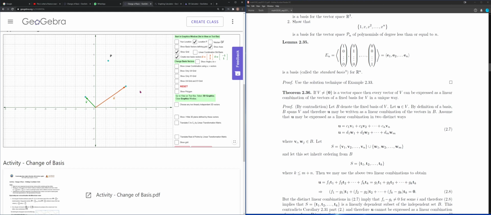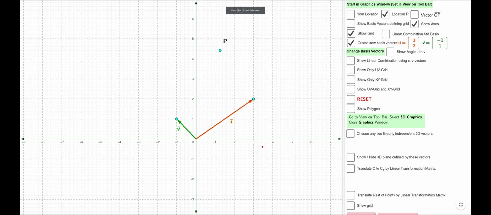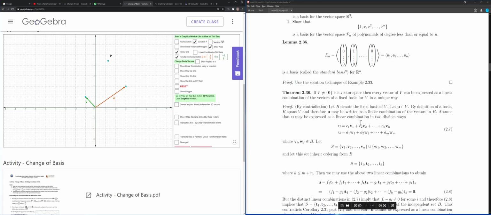So for example, this is R2 over here, and this U and V here are going to form a basis for R2, right? And we showed how to prove that two vectors like U and V would form a basis for a vector space, right? So the U and V over here, this red and green one, are going to form a basis for R2, right? And what this theorem is saying is that if I have any vector in the vector space, such as this black one here, then I can express this vector as a linear combination of the U and V, right?